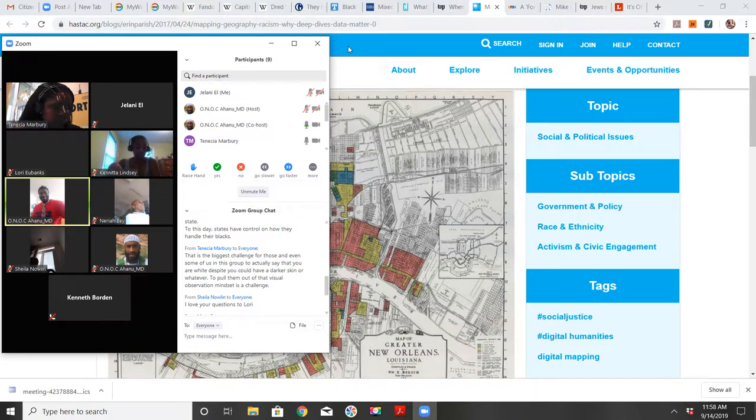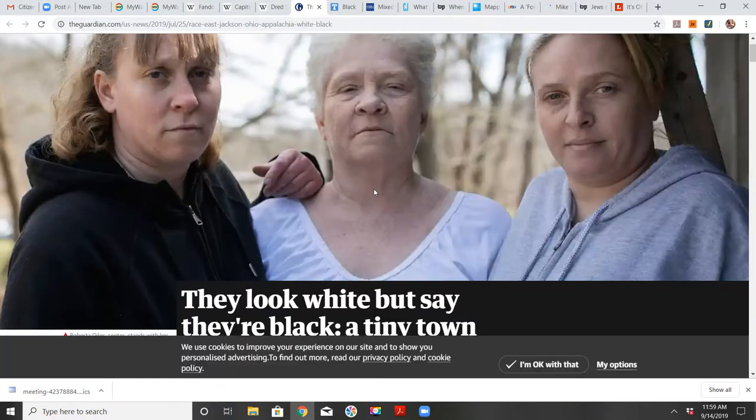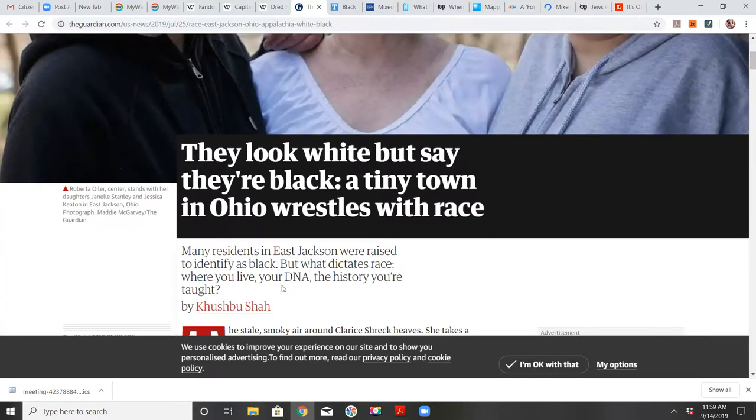Now, it might be something that you use in America. Let's get into that. Why do we use that term in America? What is the reason why? Right? And then when I showed you in this article here, these people were raised to identify as black. Are you one of them? I was.